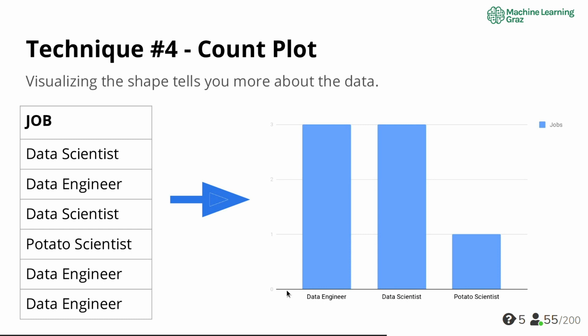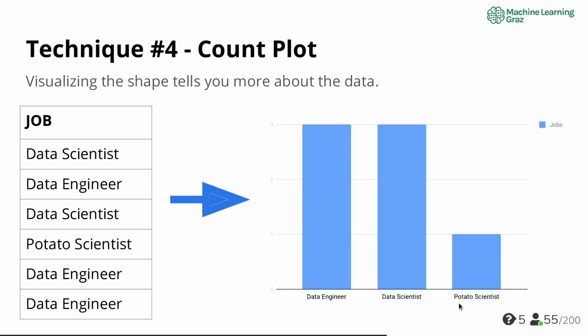Technique number 4. Histogram plots are only relevant for numerical data. But again, let's say we have job positions. What do we do with this? Well, one way to visualize this is a count plot. And the count plot is very similar to value counts, but you visualize those values, where on the x-axis you have your unique values, and on the y-axis you have the number of occurrences of that particular data.